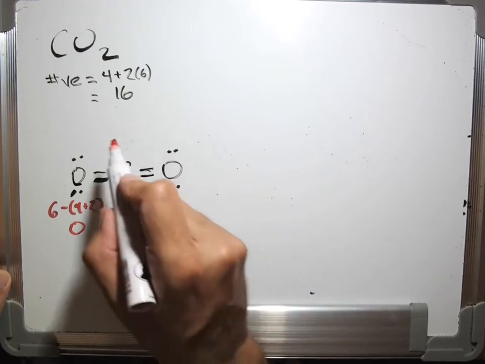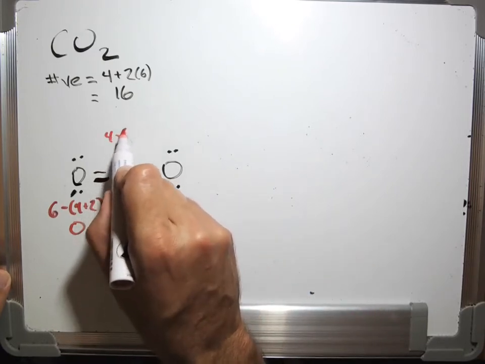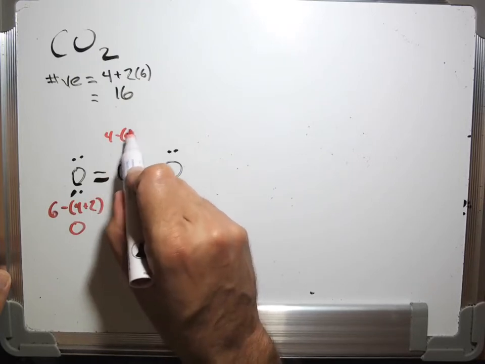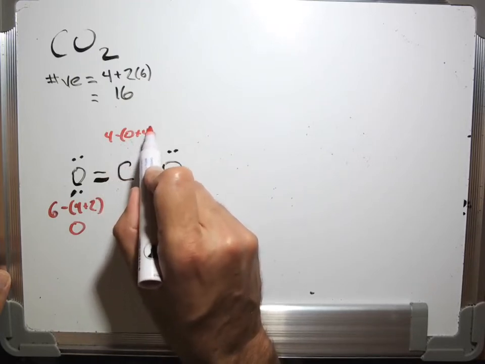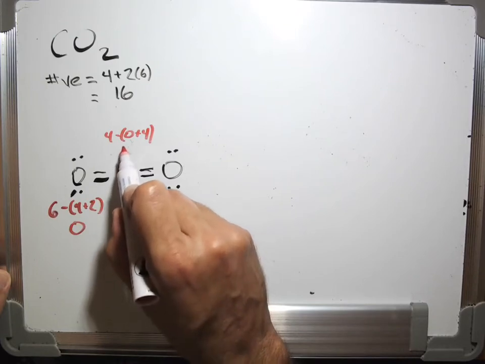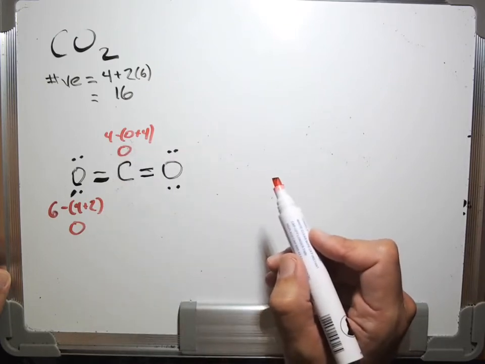Do the same thing for this carbon. Carbon is in group 4. There are no electrons in electron pairs. I count 4 bond lines. The formal charge associated with that carbon is 0.